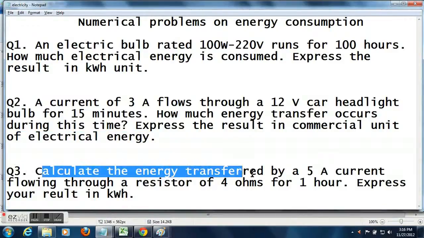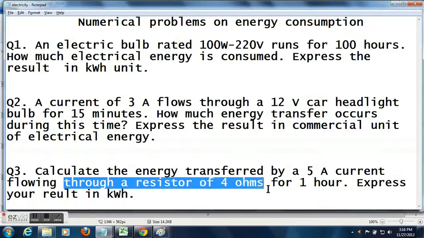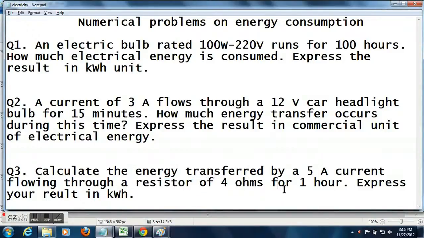Question number 3. Calculate the energy transferred by a 5 ampere current flowing through a resistor of 4 ohms for 1 hour. Express your result in kilowatt hour.